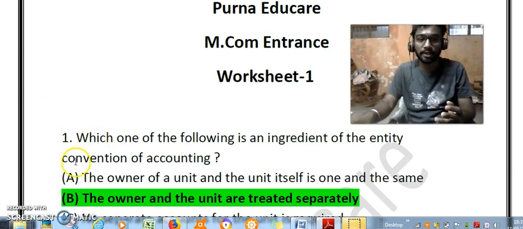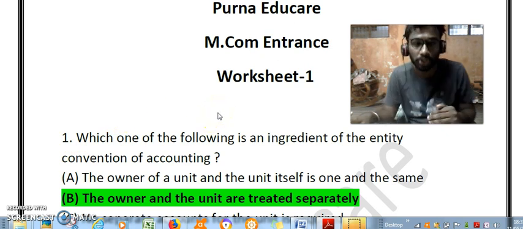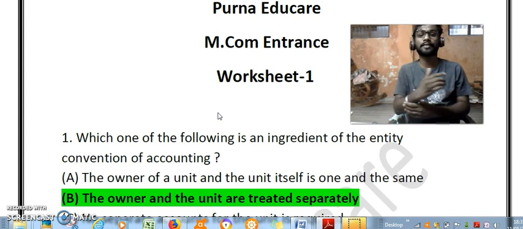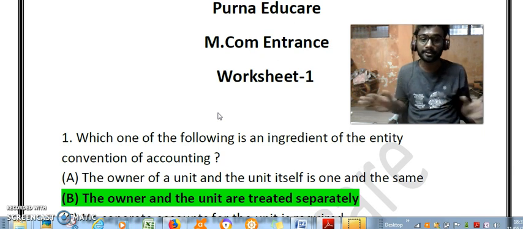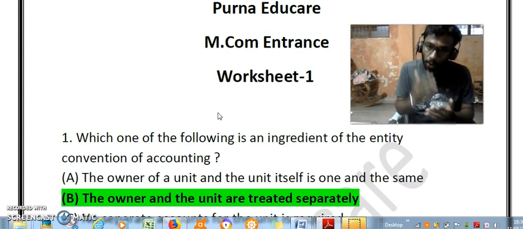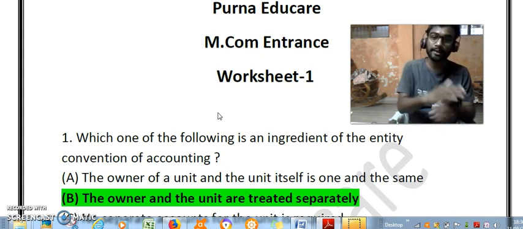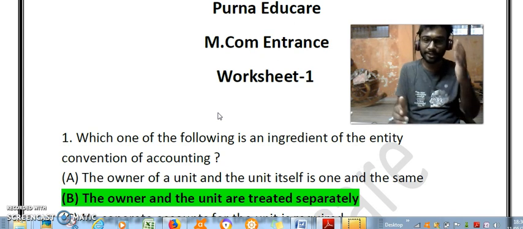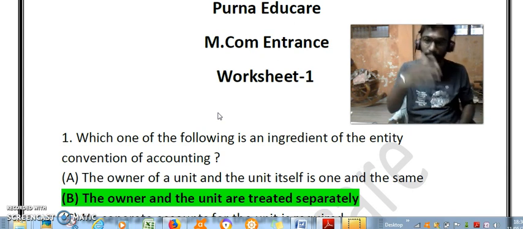So the first question is: which one of the following is an ingredient of the entity convention of accounting? What is the entity convention of accounting? In the business conventions, we have the business entity concept, right? The business entity concept speaks about the owner or the proprietor and the business concern being different. The personal transactions of the owner should not be treated as the transactions of the businessman.